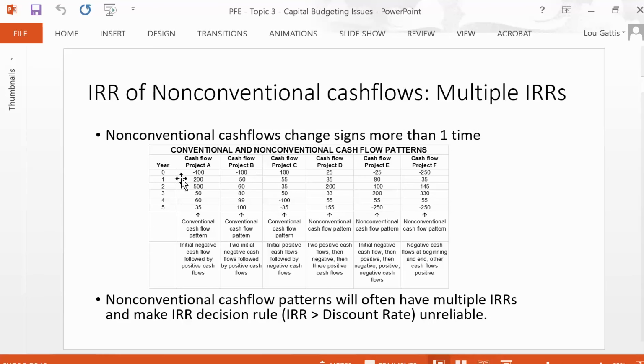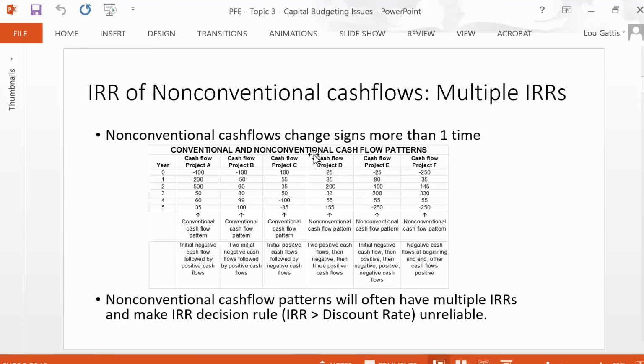First of all, let's talk about cash flow patterns. Conventional cash flow patterns are ones in which the sign only changes once in the pattern of cash flow. Look at this one right here: start off with negative $100 and then all positive cash flows. The sign changes once from negative to positive. Here's another one: negative, negative, then they switch to positive. So the sign only changes once. And here's another one: positive, then switches to negative at the end. Even though this one may look a little funny, you'll get a consistent single IRR estimate for each one of these patterns.